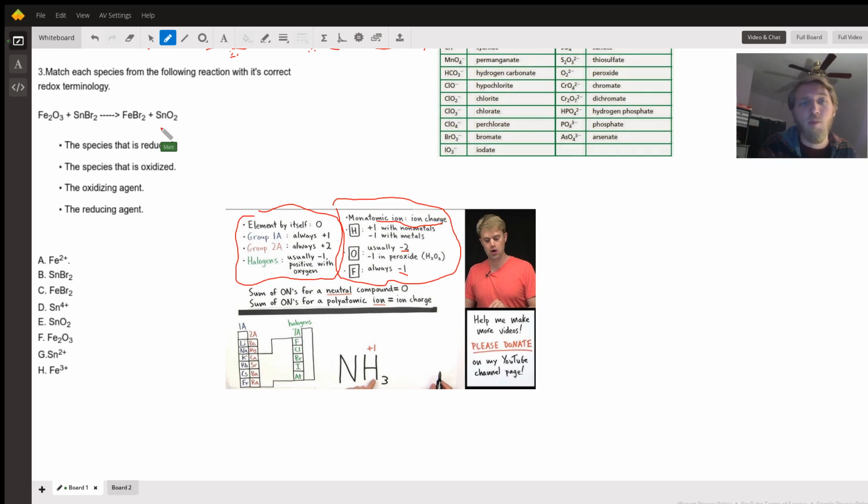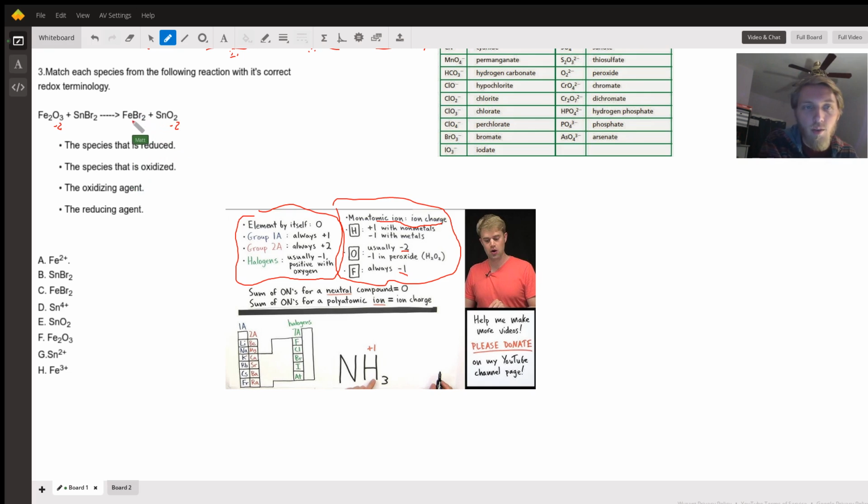So in this reaction, we want to figure out what is reduced, what is oxidized, what's the oxidizing agent, what's the reducing agent. First, we need to assign oxidation states. The first thing we can do is notice oxygen, and oxygen is always -2. So the oxidation state of oxygen is -2 in both of those compounds.